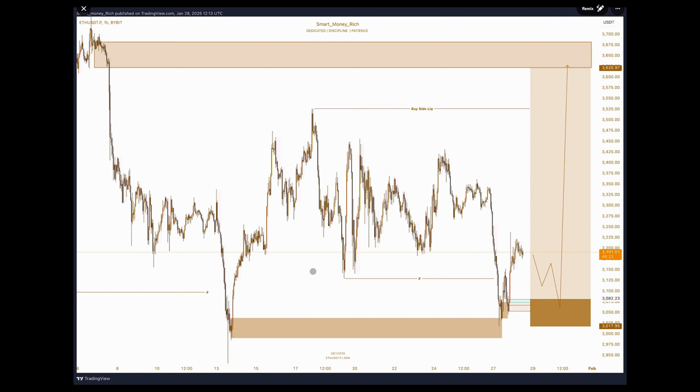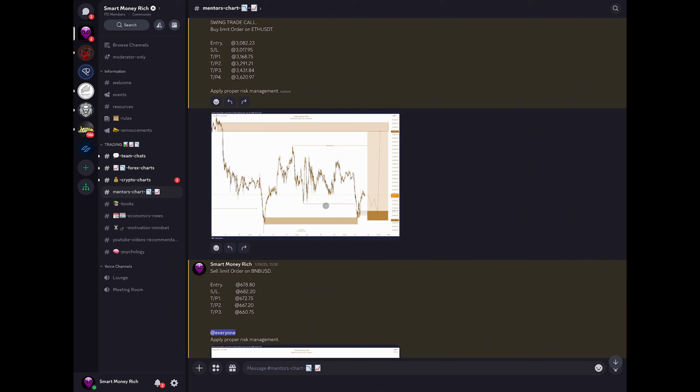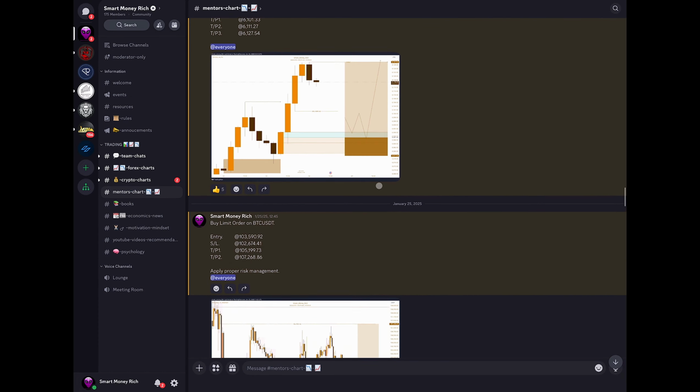Now I use imbalances for entry. So what I'm going to teach you guys right now is how to use imbalances for your entries and how to use valid imbalances. So pay attention. Right now, what I'm going to teach you guys is how to use imbalances for your entries and how to use imbalances for your exit, right? So follow me. Let's start with my chart right here.